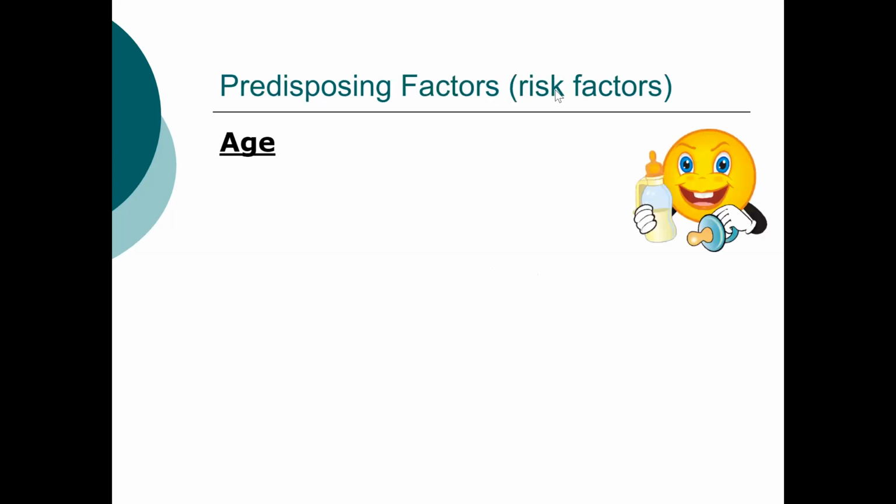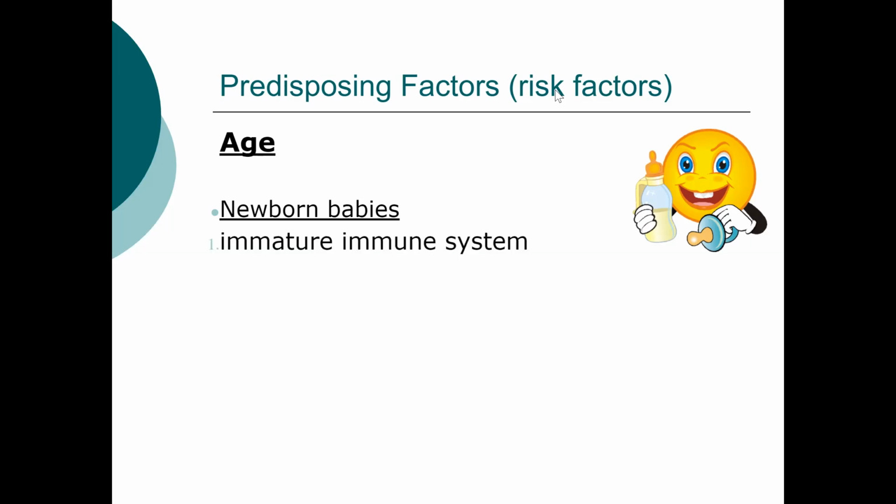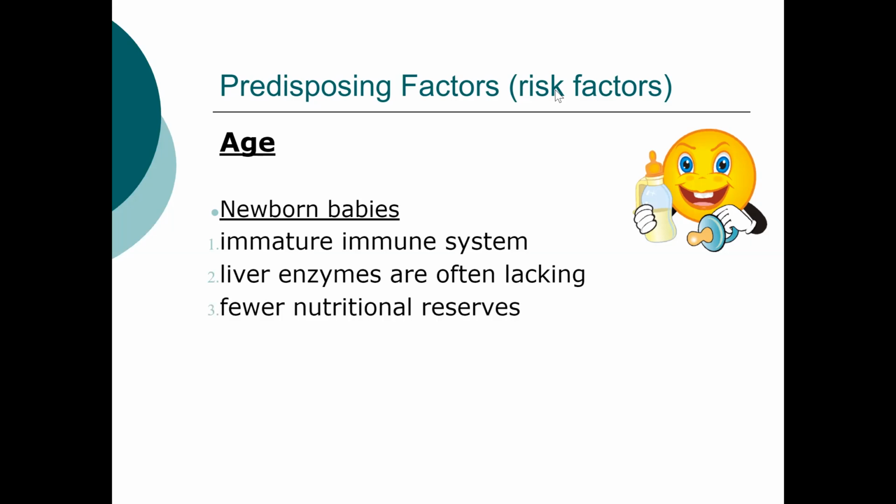Predisposing factors: we discussed age. Newborn babies, by the sheer fact that they are newborn, have not been exposed to anything yet. They have not built up the proper enzymes or antibodies to try and fight off or ward off any strange pathogens. Once again, they don't have a lot of nutritional reserves. The liver enzymes are lacking, so therefore they are unable to really fight off any major infection.